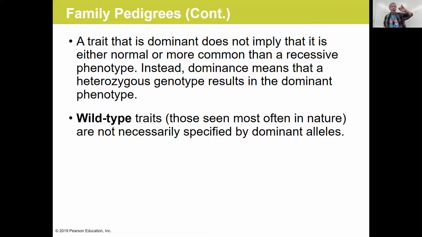And here's the thing. We're going to look at blood types in a bit, and that's a little more of a complicated situation. But we're going to learn that blood type A and B are dominant over blood type O. O is actually recessive. But if you look at the human population as a whole, A is most common, but O is second most common. Even though it's recessive, it's second most common. So, like I said, wild type traits are usually dominant, but not always.